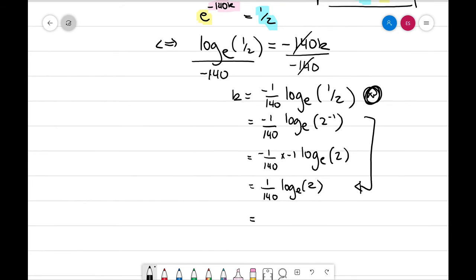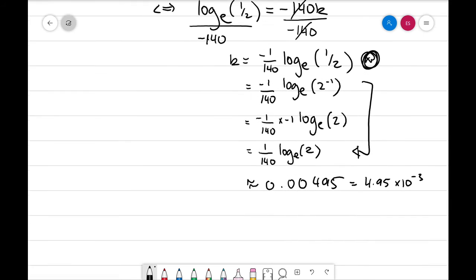And once you do chuck it into your calculator, you'll end up getting about 0.00495, which is, I should be writing the approximate one here, not here, which is equal to 4.95 times 10 to the negative 3 in scientific notation.